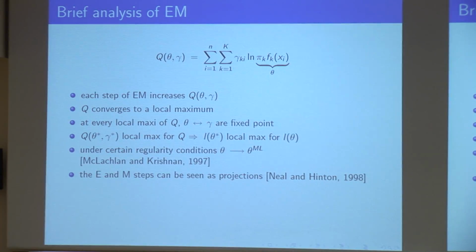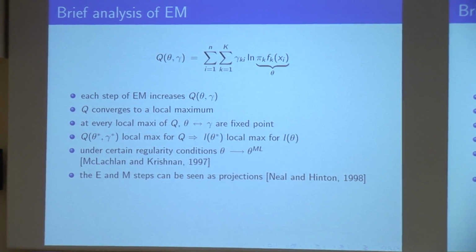Okay, some more analysis of EM. This Q is the expected likelihood. It's exactly the same formula as before, except that now I make it not a function of theta alone, but also of the gammas. So I think of the gammas and theta as two separate variables, and the reason is that in the E step I estimate the gammas and in the other one I estimate the thetas. Suppose I want to maximize this function over both variables. Then what EM will do is maximize over gamma in the E step and maximize over thetas in the M step.